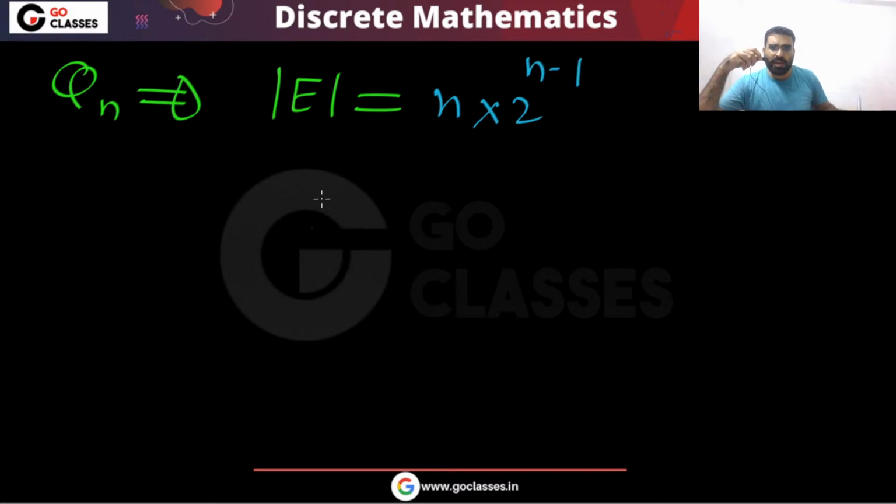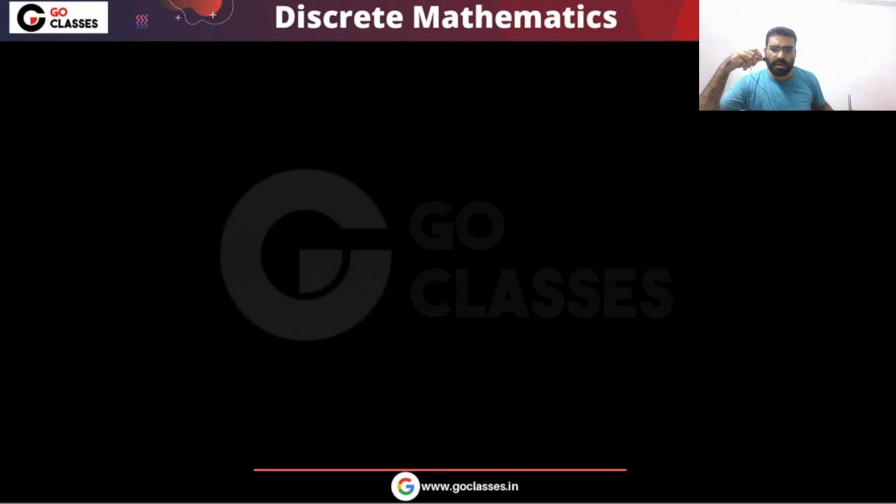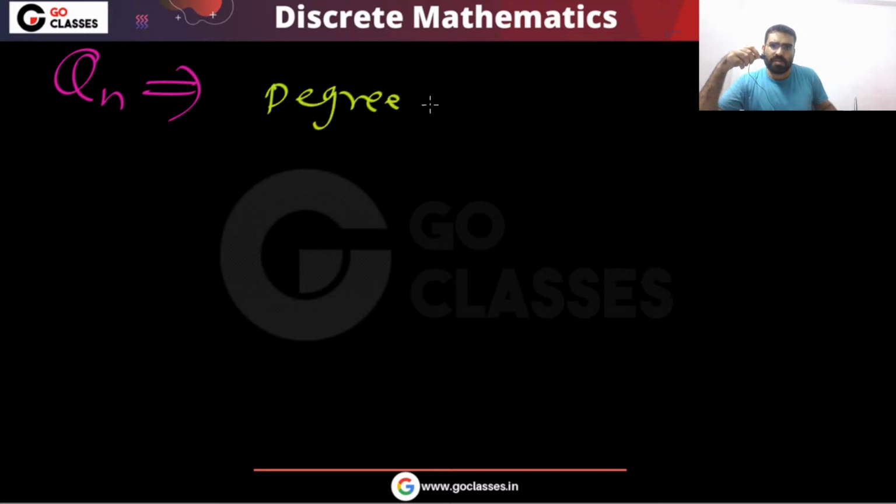How to find it out? Very easy to find out. Remember, in this Qn, this is a hypercube graph. What is the degree of every vertex? What can I say about the degree of every vertex? Tell me.